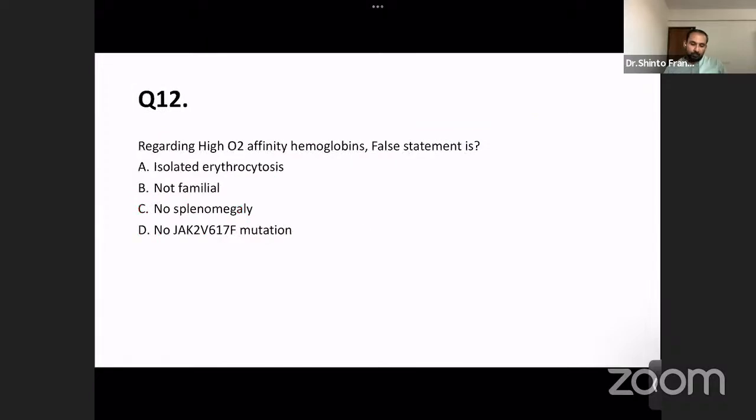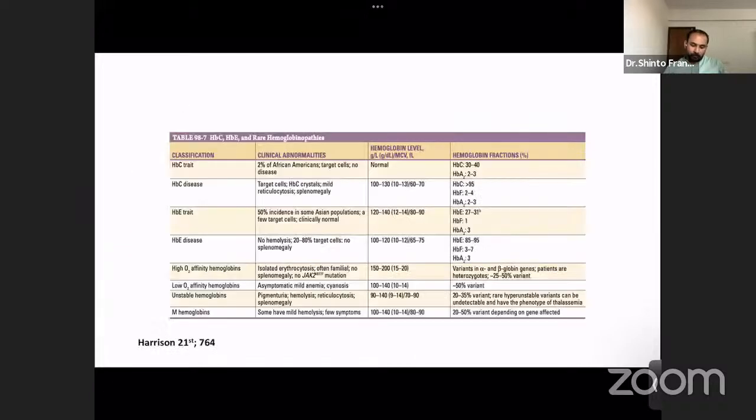So coming to question number 12 regarding high affinity hemoglobins, false statement. Again, next table in Harrison: isolated erythrocytosis, often familial, no splenomegaly, no JAK2 V617F mention. That again you can easily rule out, because it is not coming in the high affinity hemoglobins. So again, high affinity hemoglobins: isolated erythrocytosis, often familial, no splenomegaly, no JAK2.